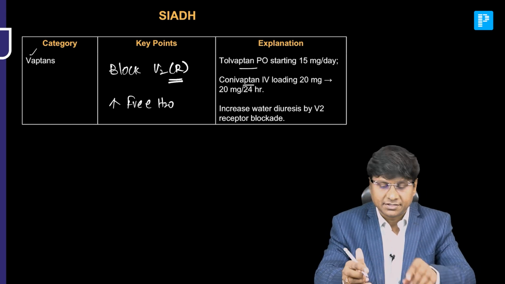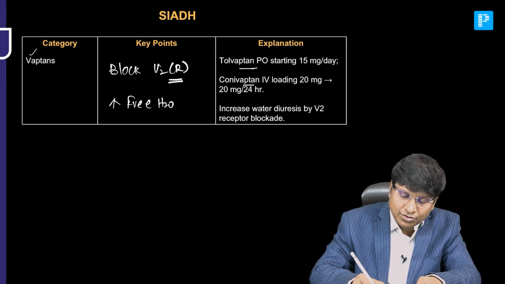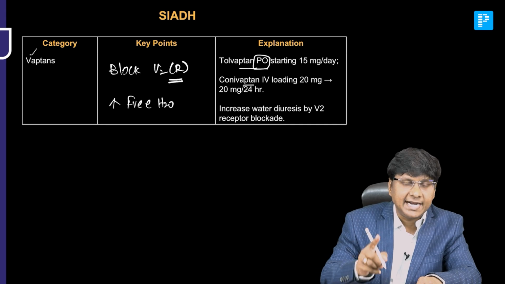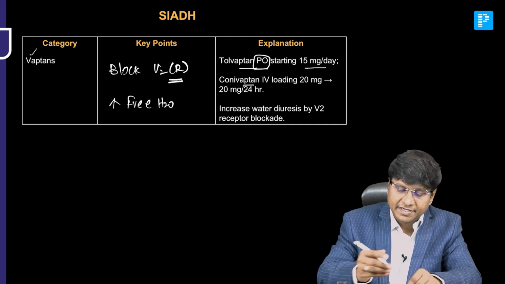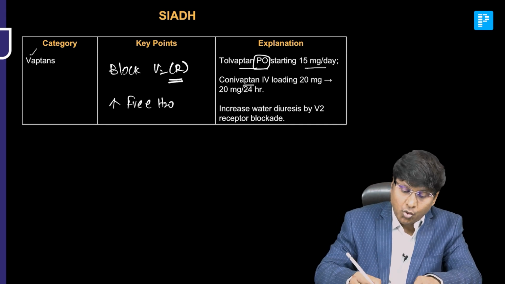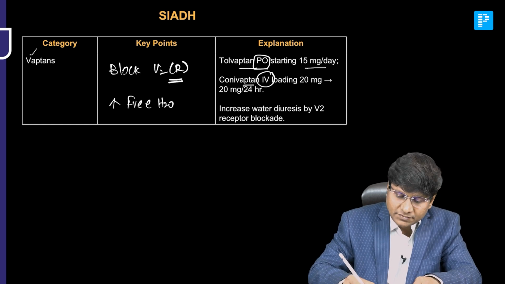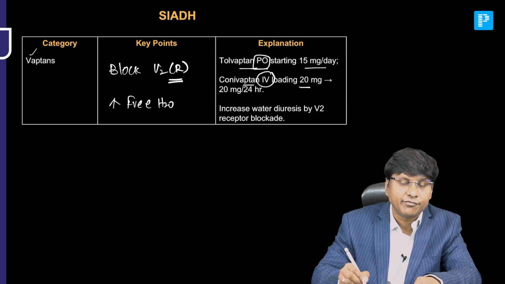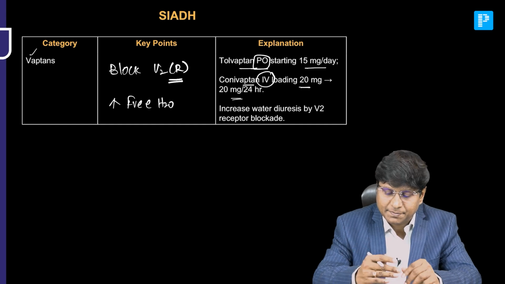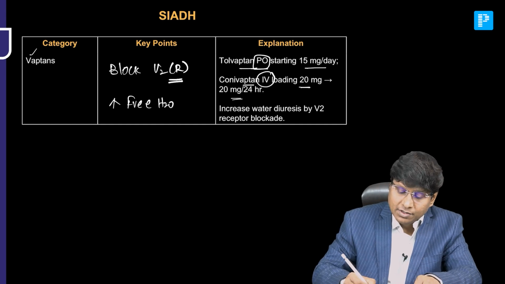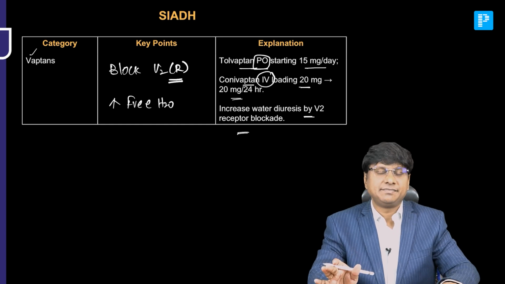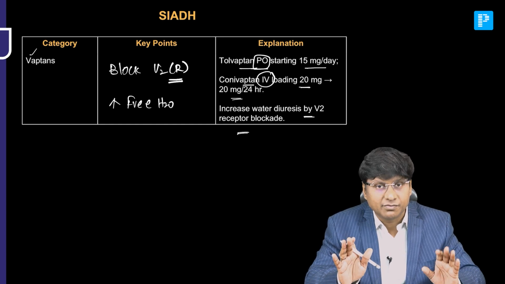Tolvaptan should be given through the oral route, and the starting dose of tolvaptan is around 15 milligrams. Whereas conivaptan has to be given through the intravenous route. The loading dose is 20 milligrams, followed by 20 milligrams per 24 hours, right? So this increases water diuresis by blocking the V2 receptors. That is the action of these vaptans.